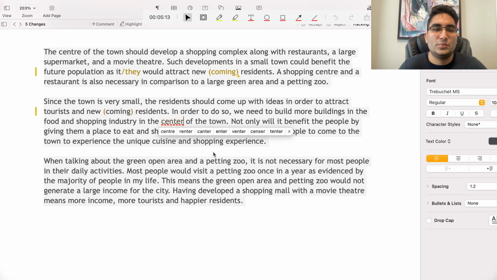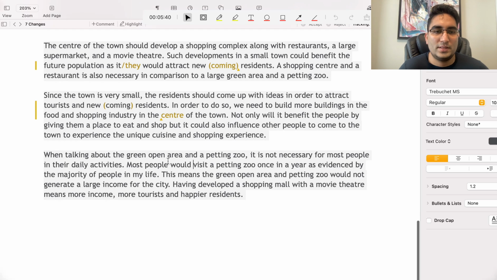Okay, this is the reason it's doing that underline is because of this. So this is American CENTRE. Since CELPIP is a Canadian exam, it's better to go with that. But you won't get a point deducted if it's the other spelling. Okay, not only will it benefit the people, by giving them a place to eat and shop, but it could also influence other people to come to the town to experience the unique cuisine and shopping experience.